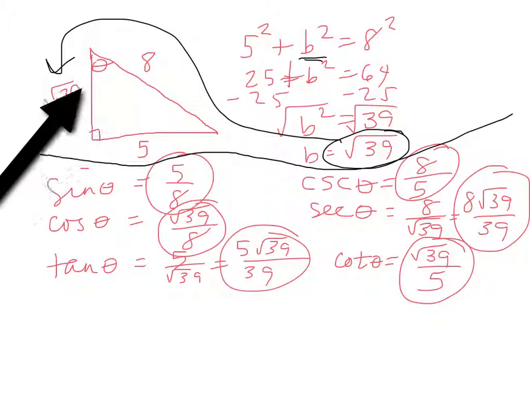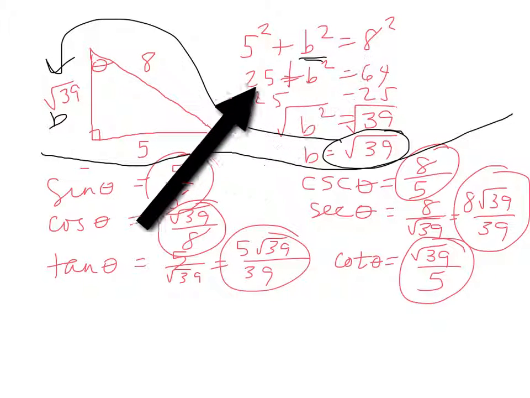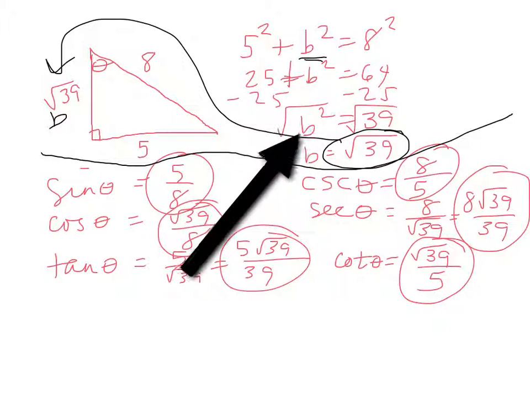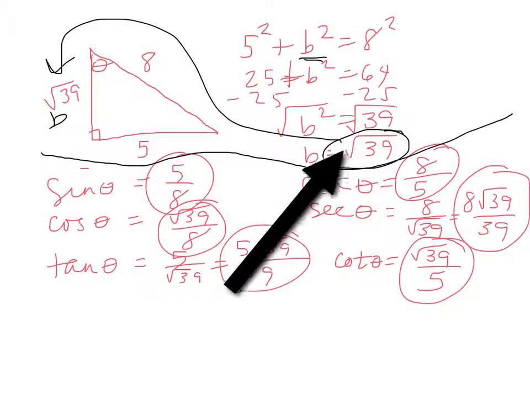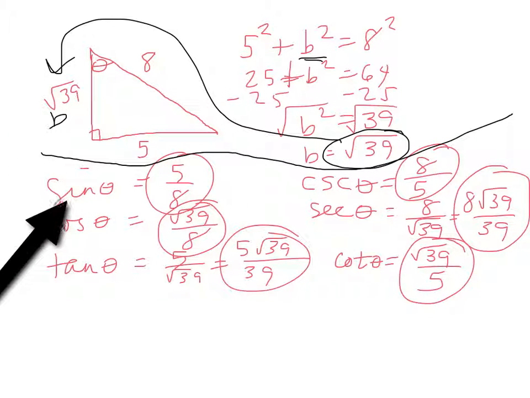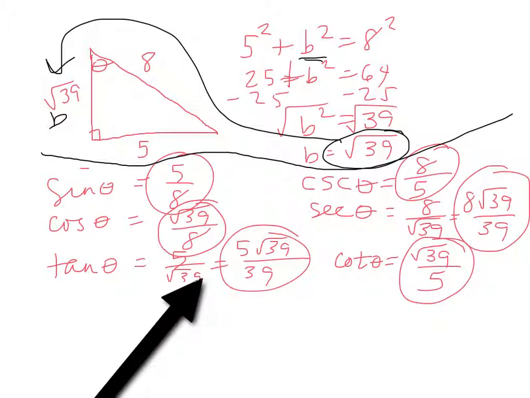First side squared plus the second side squared, which at the time we did not know, equals the hypotenuse squared. 25 plus b squared equals 64. We subtracted 25. B squared equals 39, so b was the square root of 39. Okay, and then you see here, you had to one at a time do sine, cosine, tangent. Remember that you have to rationalize. You can't leave a square root in the denominator. So we multiplied top and bottom by square root of 39.